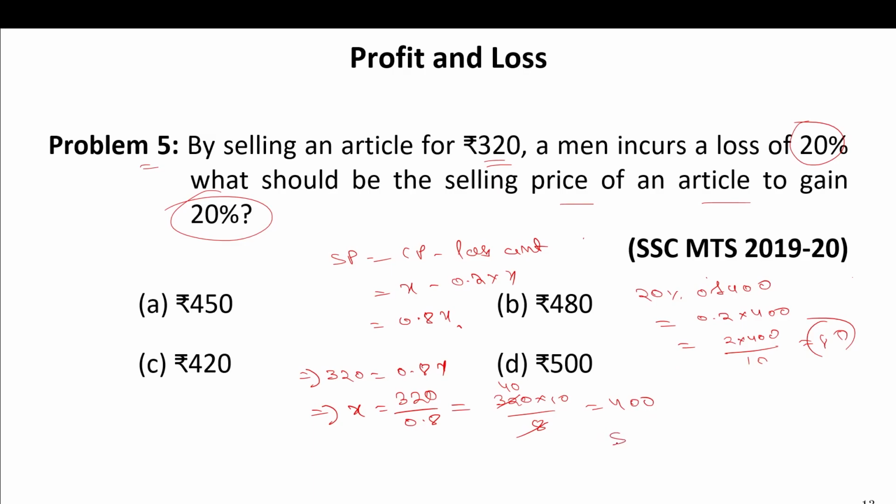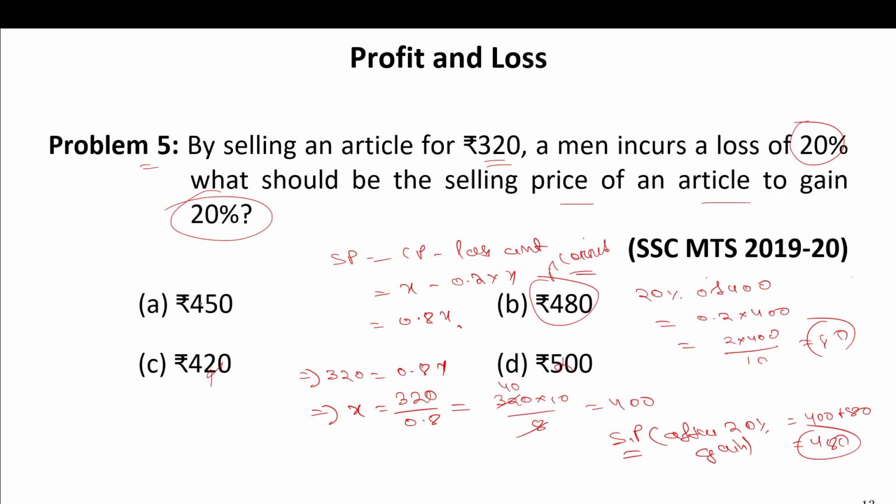So selling price after 20% gain is equal to SP, that is CP, 400 plus 80. Okay. So what is 80? 80 will be the profit amount here. So 400 plus 80 is equal to 480. Okay. So the correct answer here is 480.